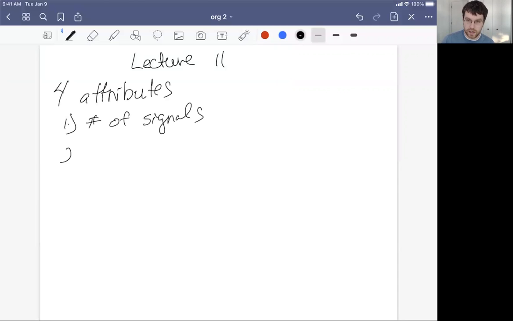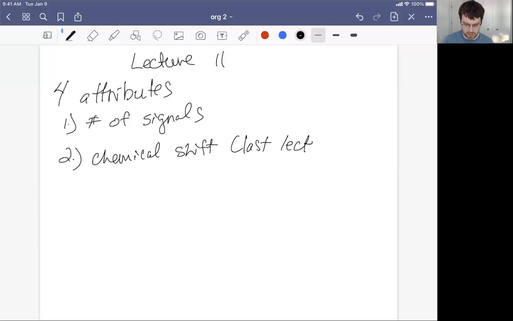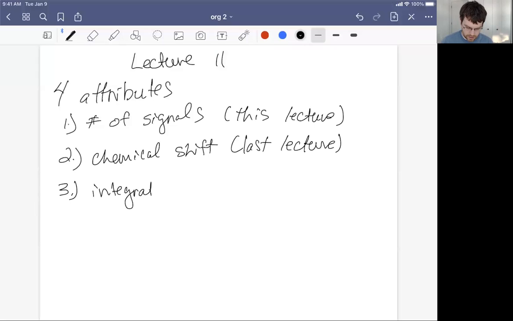This is sort of a table of contents for the previous lecture through the next lecture. Number two is the chemical shift. And that was the last lecture. We'll touch on that just momentarily here. Number of signals we'll touch on during this lecture. The integration we'll touch on this lecture.